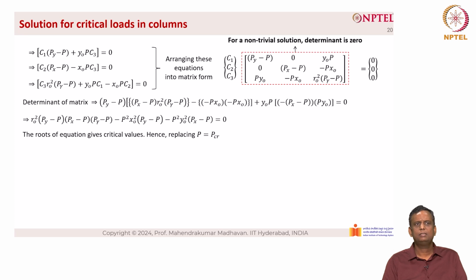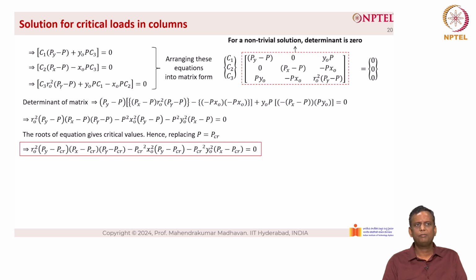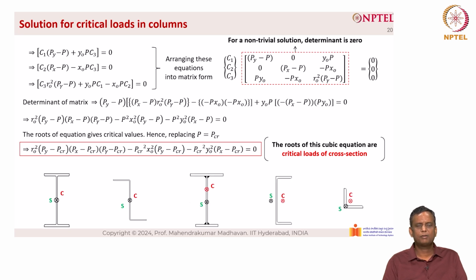The roots of the equation give critical values, hence replacing P equal to P critical, we have this equation: r0 square into Py minus Pcr into Px minus Pcr into P gamma minus Pcr, minus Pcr square into x0 square into Py minus Pcr, minus Pcr square into y0 square into Px minus Pcr, is equal to 0. Now the roots of this cubic equation are the critical loads of this cross section, which is the intent of this lecture. Now we have several cross sections here. How do we obtain the critical load for each of these cross sections is the question.